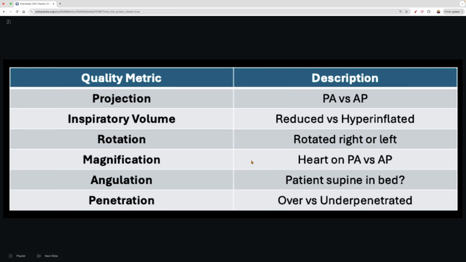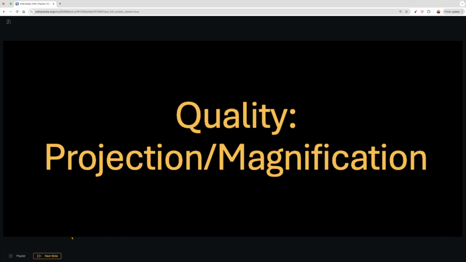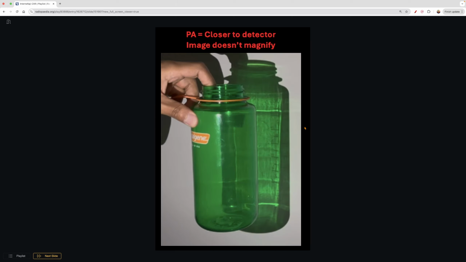So we can say here penetration being strength. The X-rays can be too strong or not strong enough, and that's the same idea with over penetration versus under penetration. And so we'll start with the first quality metric being projection and magnification.